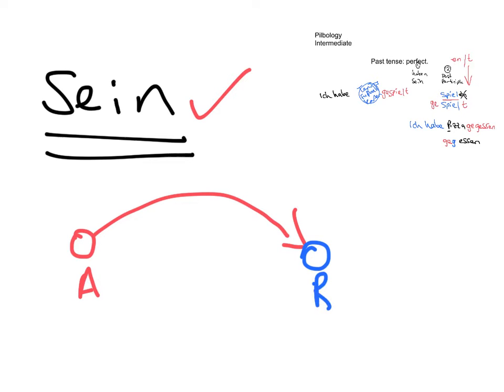So you want to go from A to B. That's when you use sein. So in English, for example, we would say, I am going. So that am, I am in German is ich bin. Ich bin.